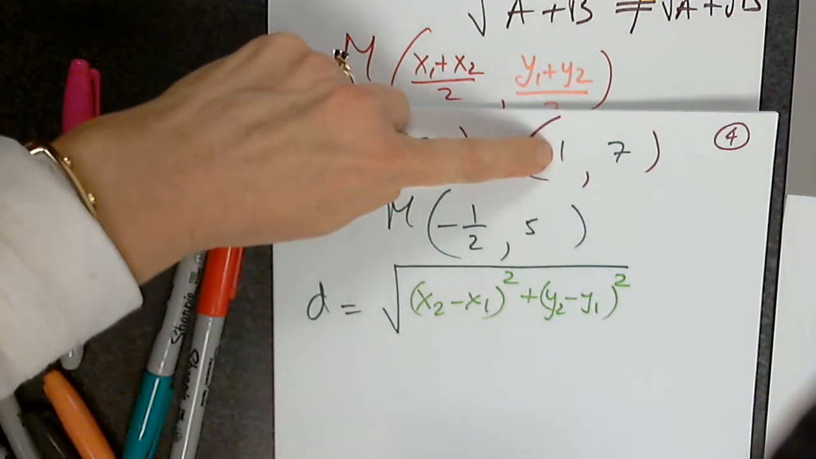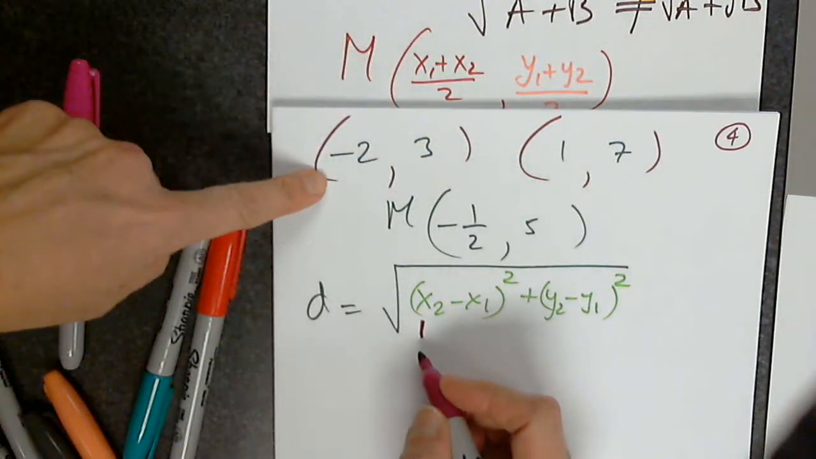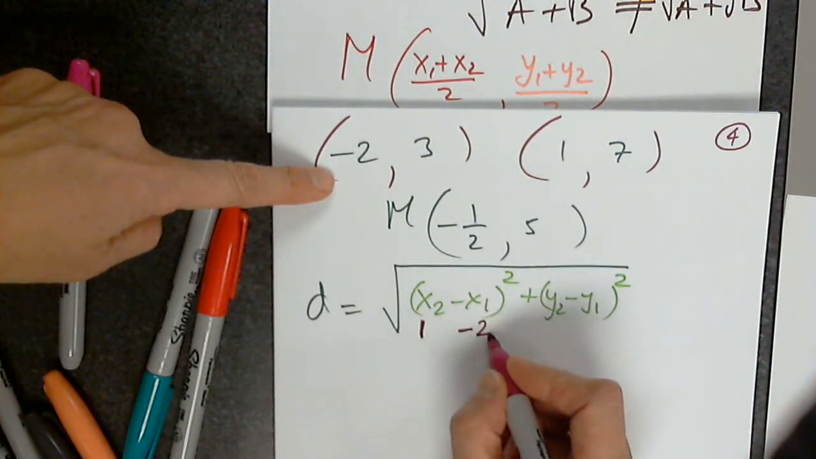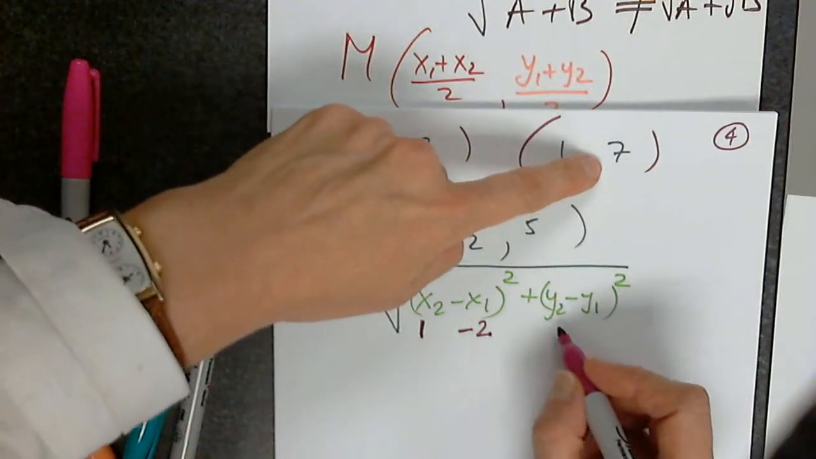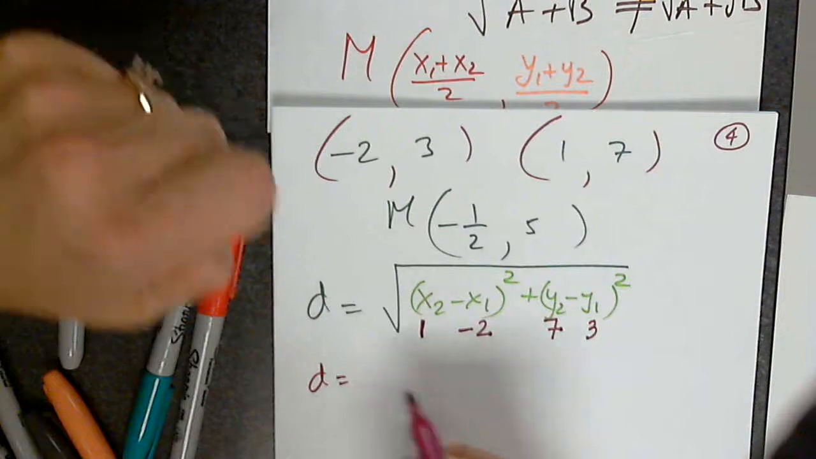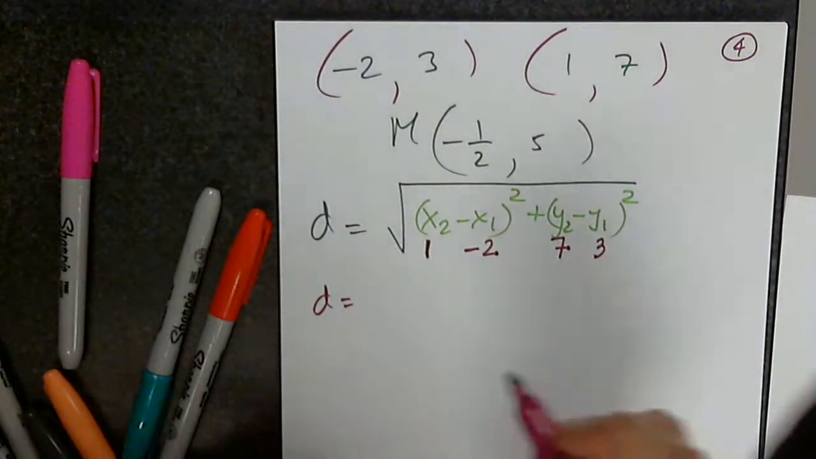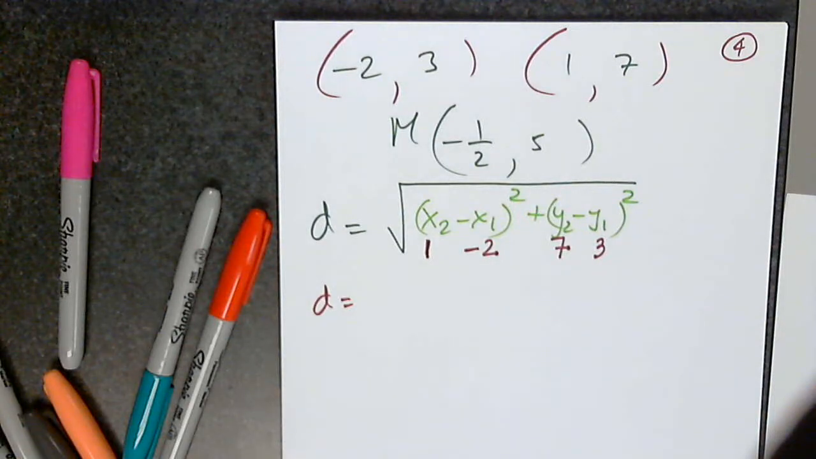So this is my x2, so I write 1 underneath. This is my x1, so I write -2 underneath. This is my y2, and this is my y1. That also prevents me from writing it one more time. But again, it's up to you what you want to do. So now let's work on this together.